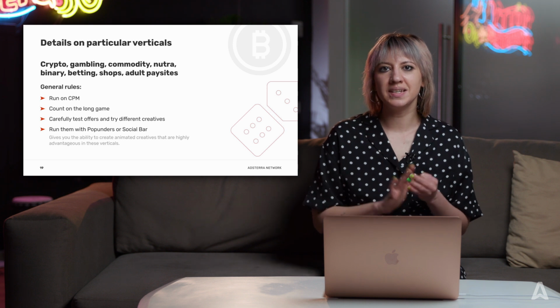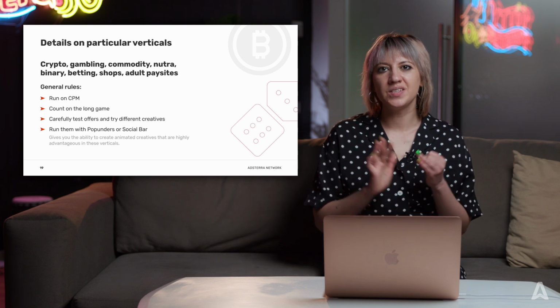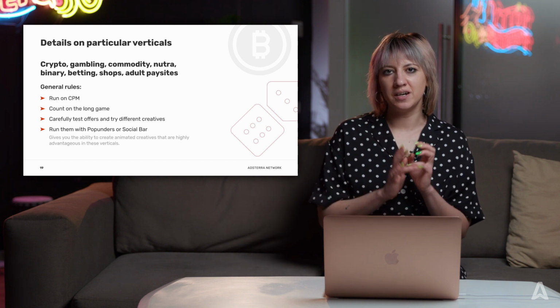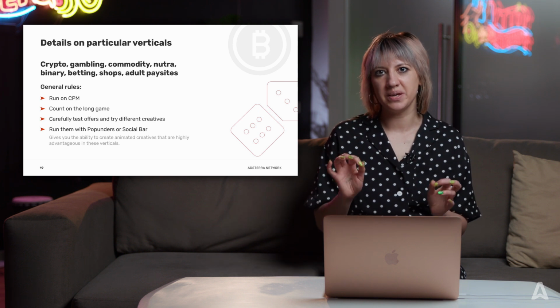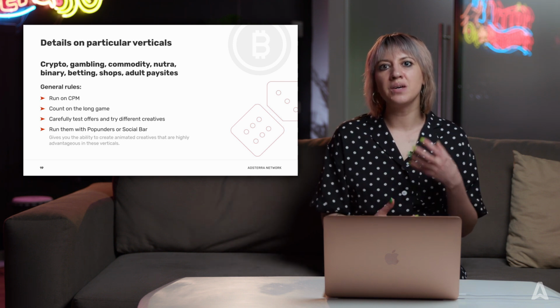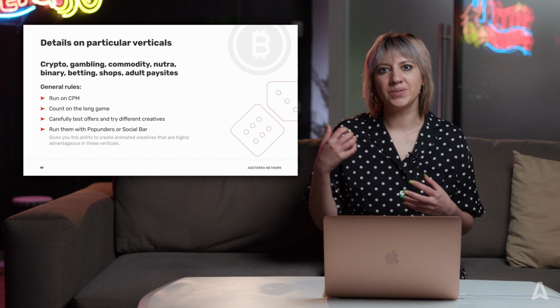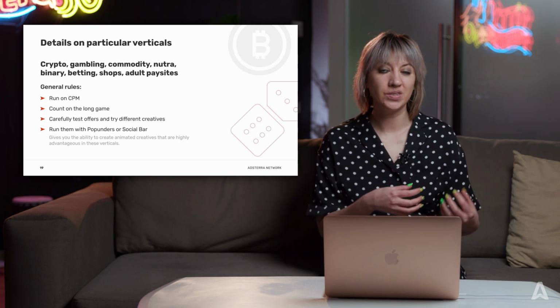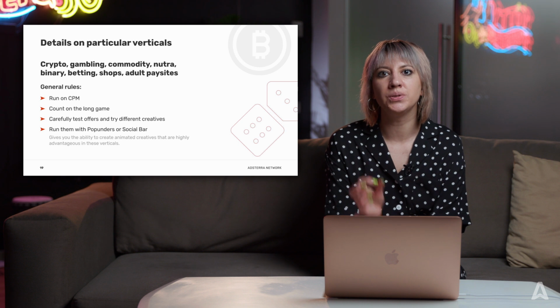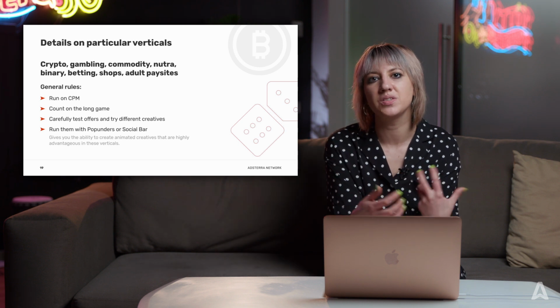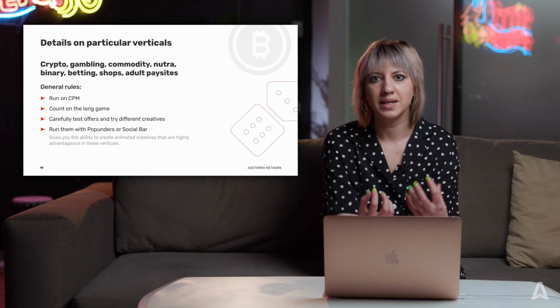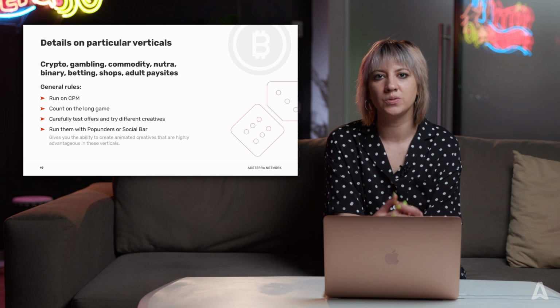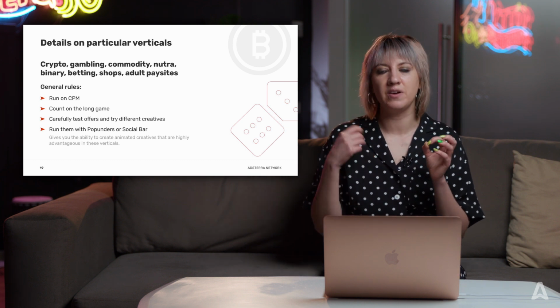Crypto, gambling campaigns, binaries, adult pay sites and CAM sites should be run on CPM only, because on this type of offers you need to gain depositors and paid registrations, which needs a high amount of traffic volume. You need to count on a long game when you run that type of campaigns, so carefully plan your budget in order not to spend it in the very first days.